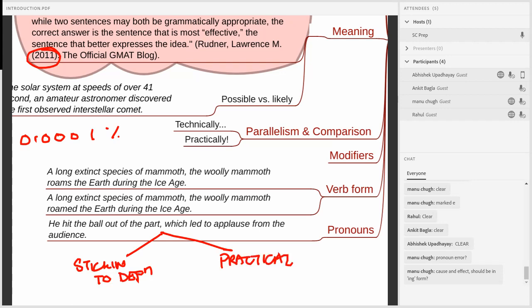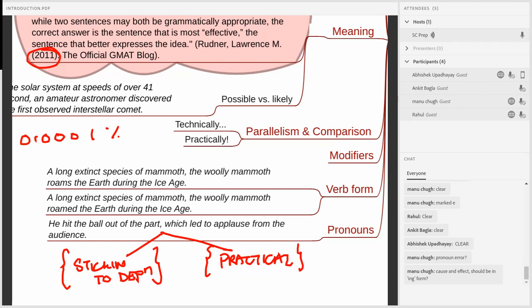Now, sticking to the definition would mean a pronoun is a word that refers to a noun or replaces a noun. Different people use different words in the definition. A pronoun is a word that replaces a noun. So if that noun is not there, well, too bad. That's wrong. Right? That's the sticking to the definition approach. The practical approach is, yeah, pronouns generally refer to nouns, but practically speaking, in English, pronouns are used to refer to clauses all the time.